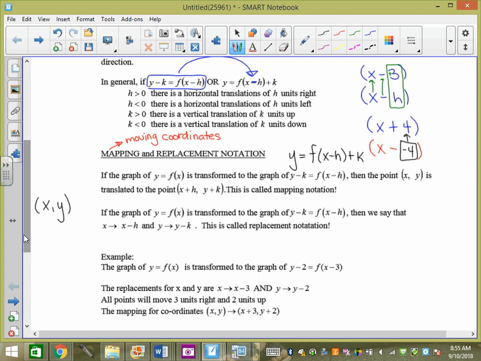Replacement notation is what you use when they give you what you're doing and you have to come up with a new equation. So it's when they give you the transformations, and you need to make the new equation.